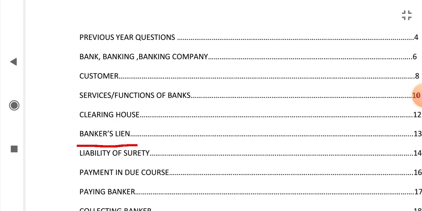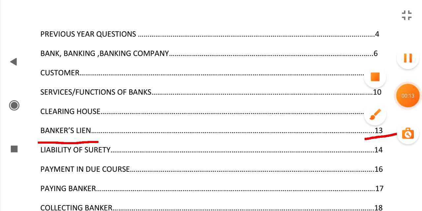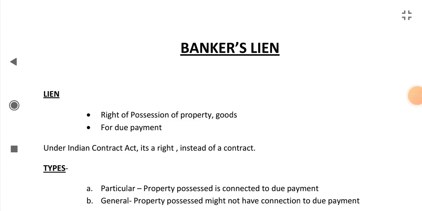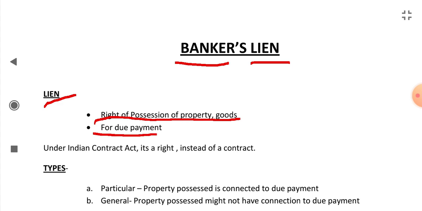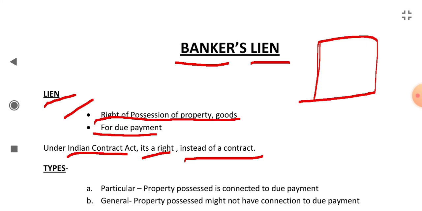Now we will cover Banker's Lien, page number 13. First we will see what is lien. Lien is our right of possession of property or goods for due payment. If there is any payment which is due, then for that due payment, any property can be possessed. The right to possess that property is called lien. Under the Indian Contract Act, it's a right instead of a contract. To have this possession, there is no need to have a contract for the possession. It is already a right, so you can take the possession without any contract.